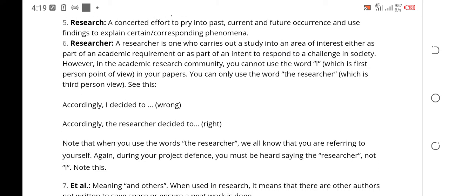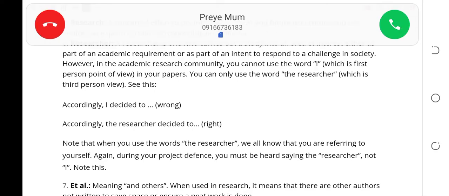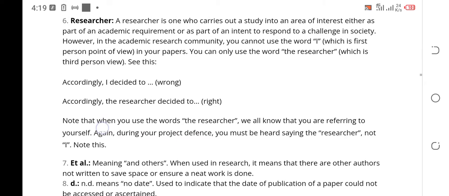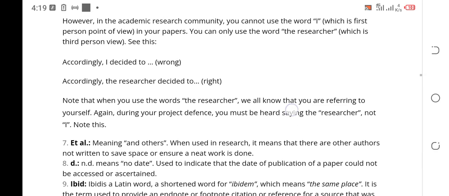Then researcher is the person conducting the research. So once you are in academics, you have been given an assignment, you went to meet your colleagues for information, you went this way, you went that way, you went to different places. That process of going to various places to get information is already making you a researcher.